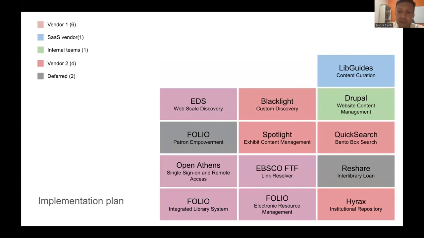And then 4 other boxes: Blacklight, Spotlight, Quick Search, Hyrax. Quick Search is that bento box tool, by the way. Okay, bento box, you search for something, it shows you results in different boxes. That also is an interesting way of discovery. So 4 boxes would be by one vendor, 4 other boxes would be by another vendor.